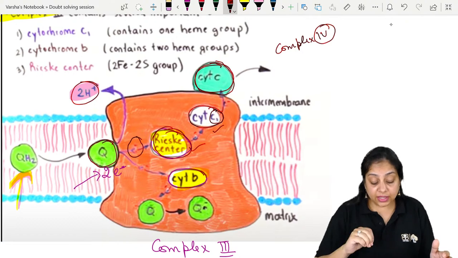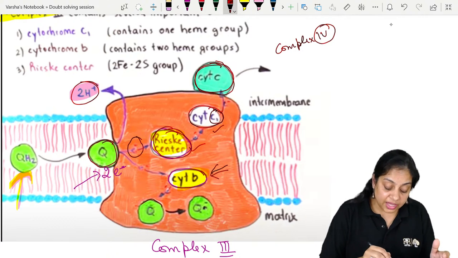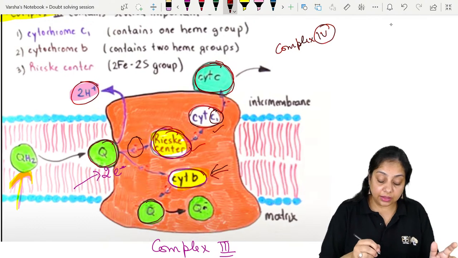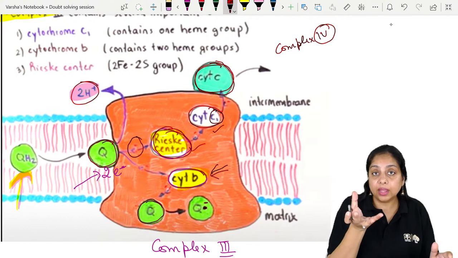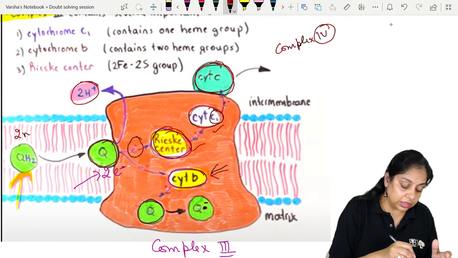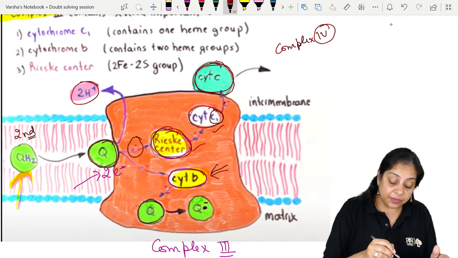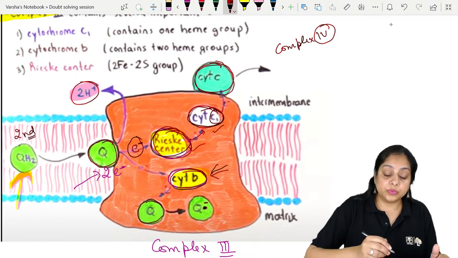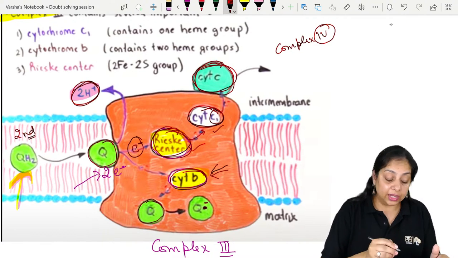That is one half of it, look at the other half. The second electron was going where? To cytochrome B, which is going to transfer it to the ubiquinone Q, and that will be converted into an ion. So it is holding one electron. Now a second ubiquinol will come to complex 3 again. The same thing happens: one electron to the Rieske center, one electron to cytochrome B. Rieske center will transfer the electron to cytochrome C1 and finally to cytochrome C, and two protons will be released.